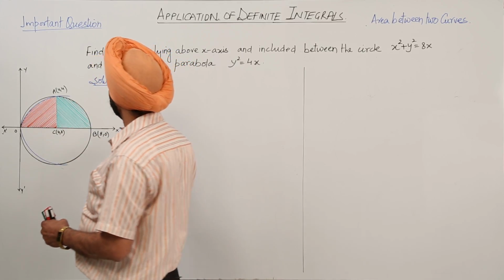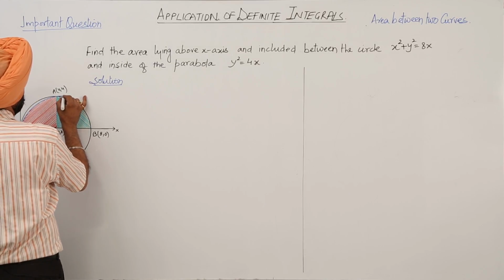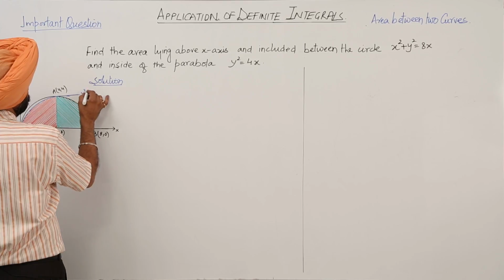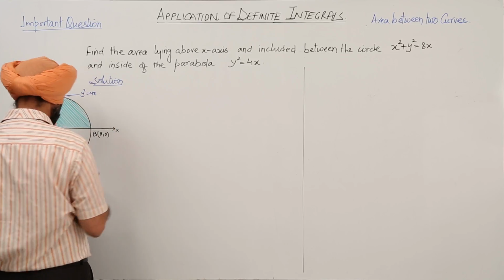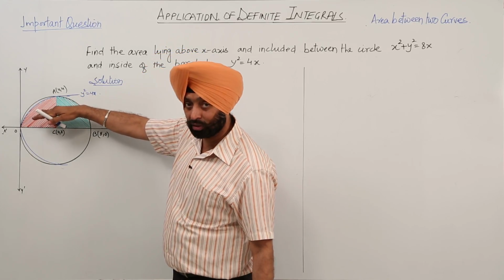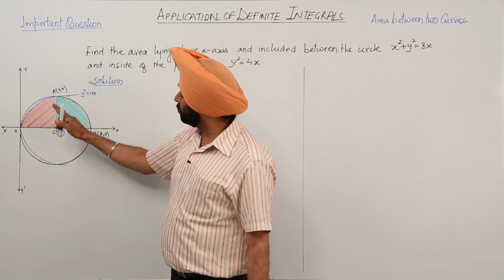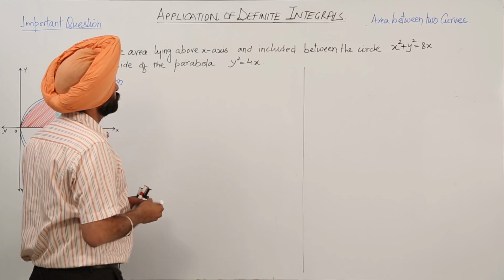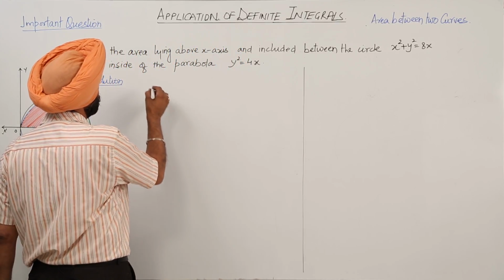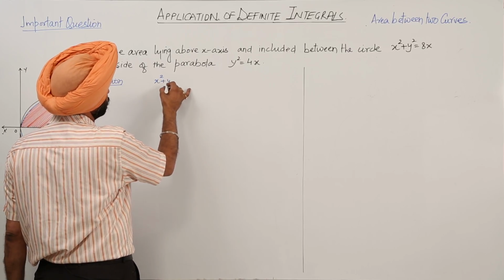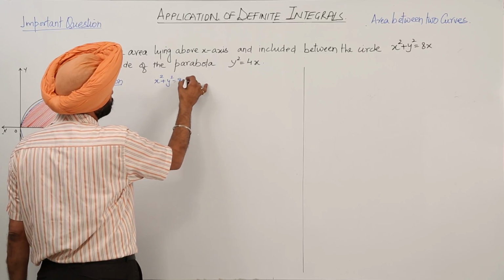So to this we can write, this is a parabola, so we can write y square is equal to 4x, okay. So inside of the parabola is this portion above the x-axis in red, and then in green is the part of the circle, okay. So now the first thing we have to do: x square plus y square is equal to 8x.